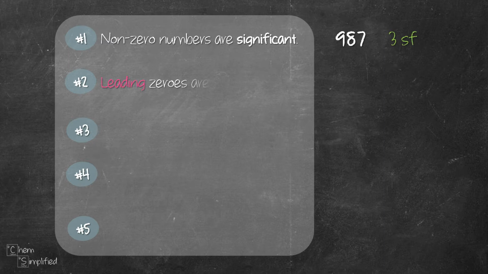The second rule, leading zeros are not significant. Leading zeros mean the zeros that lead up to a non-zero number. So in our example, it's those 3 pink zeros that lead up to 987. So that means those 3 pink zeros are not significant. Therefore, 0.00987 has 3 sig-fig.